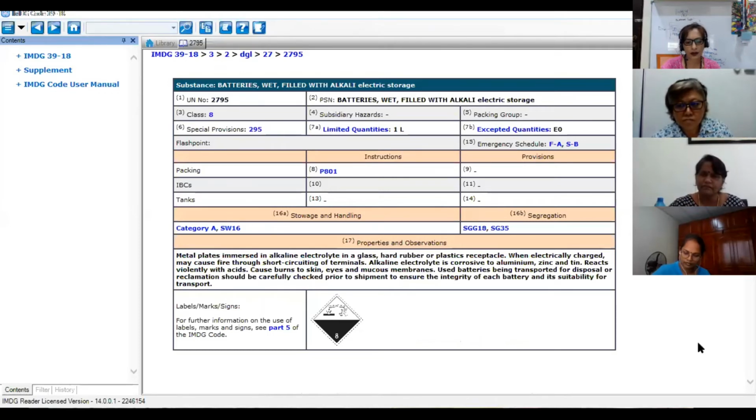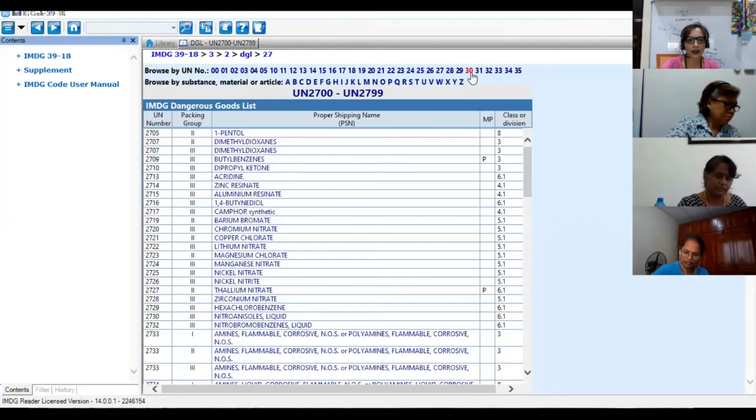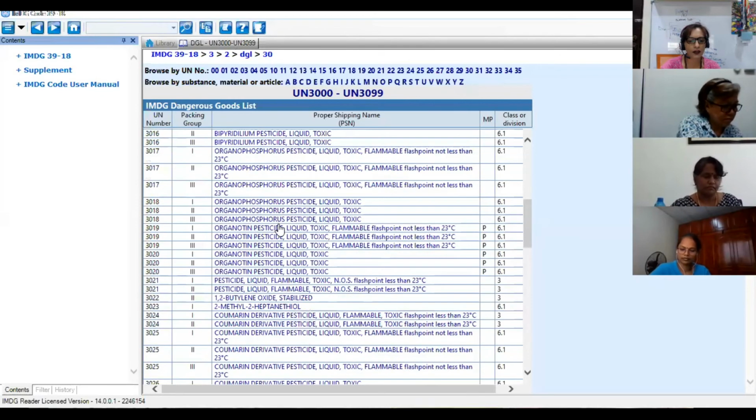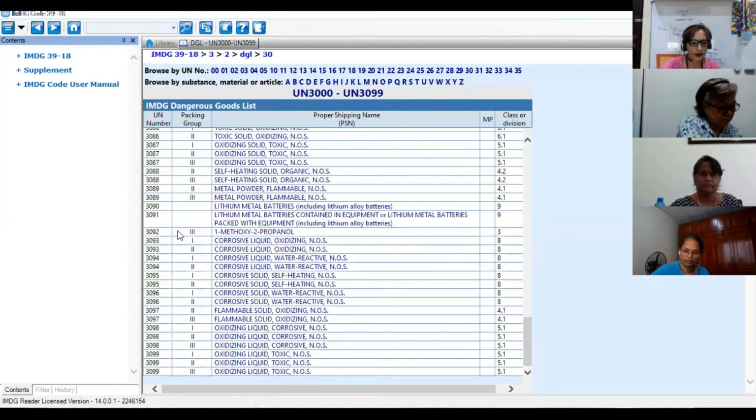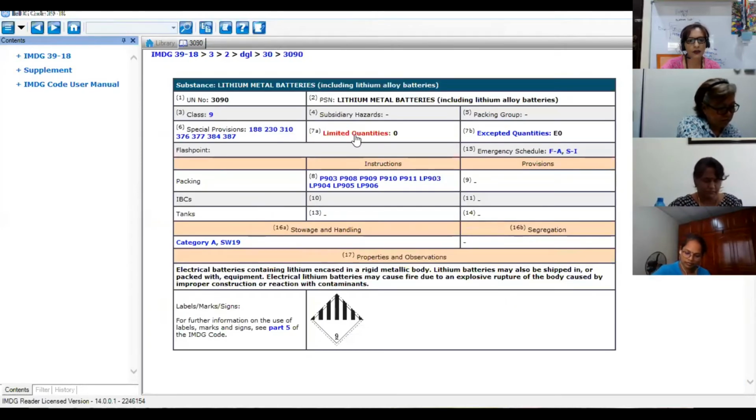UN 3090 lithium battery. So lithium battery will be a different story, right? Lithium battery will require the lithium battery mark. Let's go to 3090. That's right. So you see, when you look at 3090, just look at how many instructions are there.